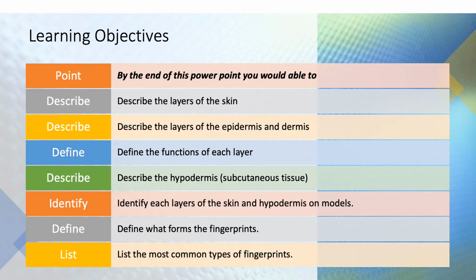At the end of this video, you should be able to describe the function of the skin, layers of the skin, layers of the epidermis and layers of the dermis, and define each layer's function. You need to describe the hypodermis as the layer under the skin and identify each layer on the anatomical models and under the microscope. And you should be able to define the fingerprints and list the most common fingerprints found in humans.